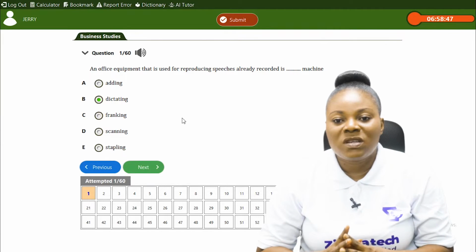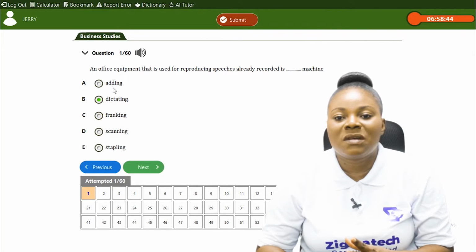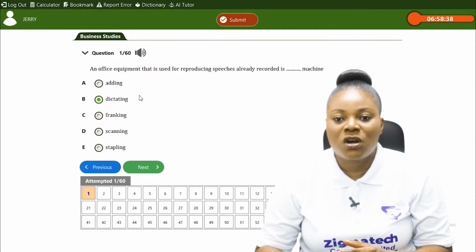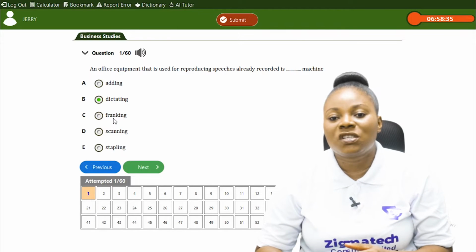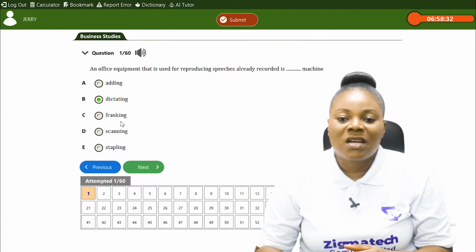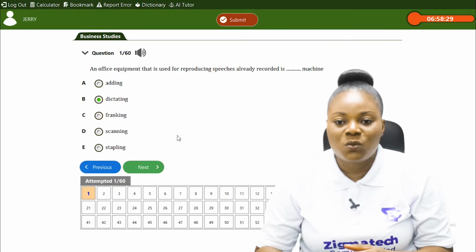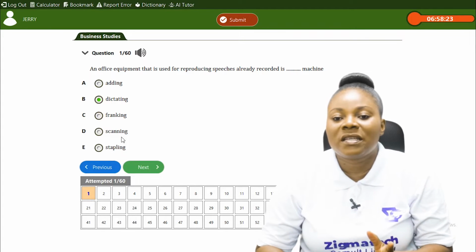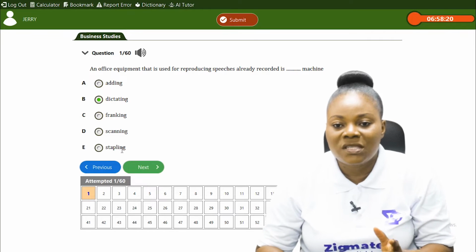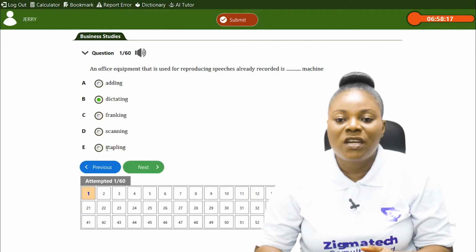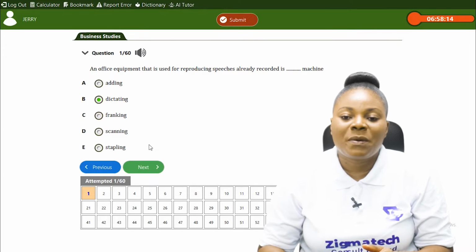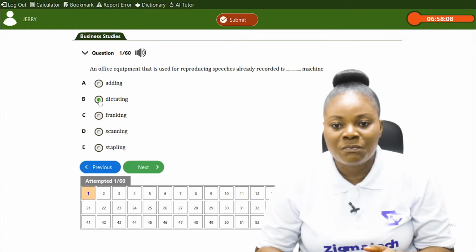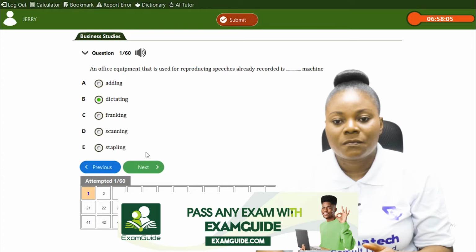We have the adding machine, which is the machine simply used for arithmetical work, like addition, subtraction. We have the franking machine, which is the machine that is used to stamp letters in large volumes. We have the scanning machine, which is the machine used to send the original copies of documents into the monitor for viewing. We have the stapling machine, which is used for joining 2 pieces of paper together using a pin. So the correct answer for this is B, the dictating machine.